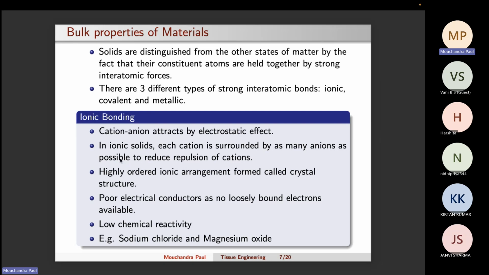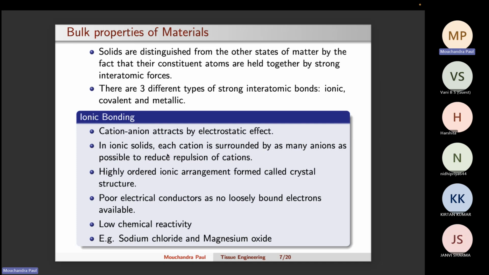Briefly, what is an ionic bond? Within the material there will be some cations and some anions, with opposite charge. So they will attract each other by an electrostatic or Coulombic effect. In ionic solids, the positively charged cation is surrounded by as many anions as possible, so that the cations don't face repulsion in between. When this kind of arrangement takes place, it is a very highly ordered arrangement, because of which ionic solids have a crystal structure.